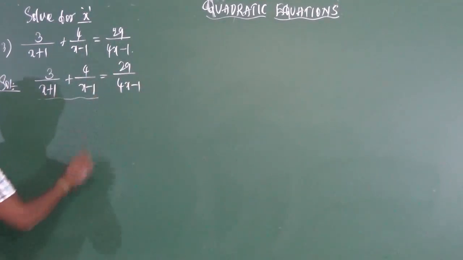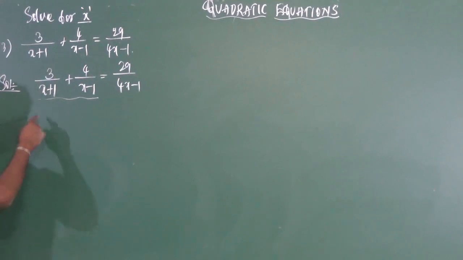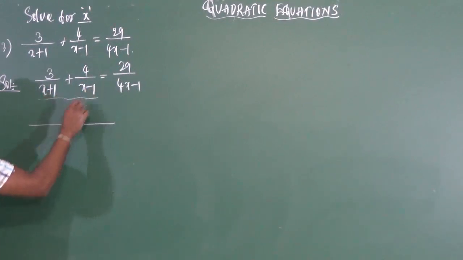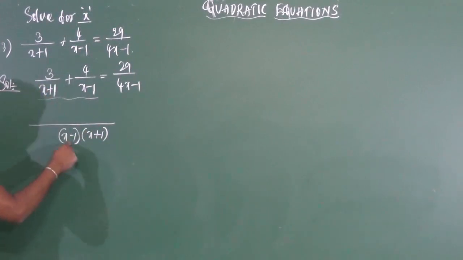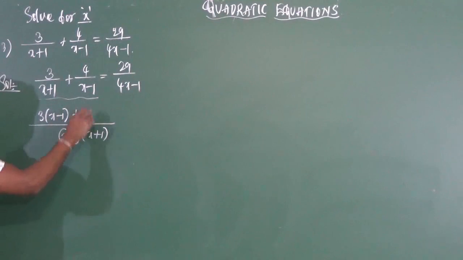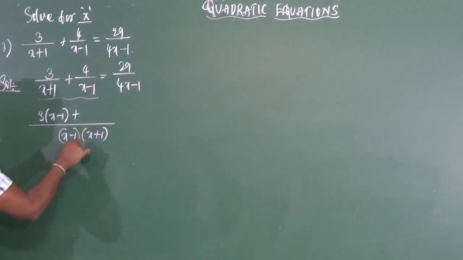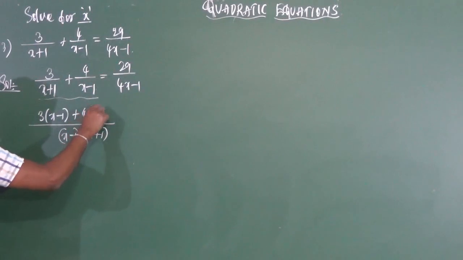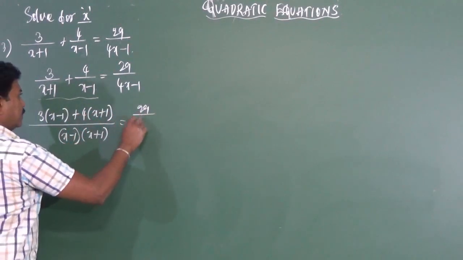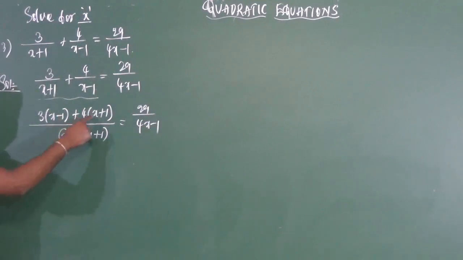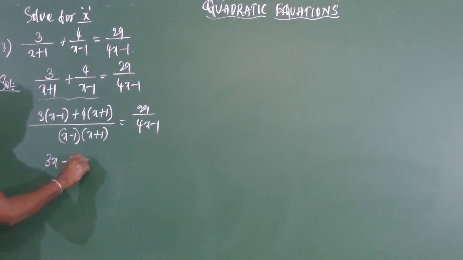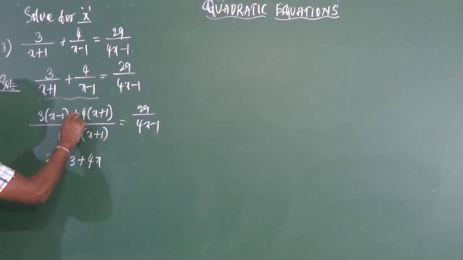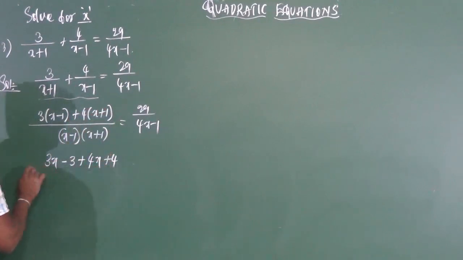Now in the LHS, let us take the LCM of both the fractions. So the LCM is x plus 1 into x minus 1. So 3 by x plus 1 into this, x plus 1 cancels, so 3 into x minus 1, plus here 4 by x minus 1 into this, x minus 1 cancels, so 4 into x plus 1, is equal to 29 by 4x minus 1. Okay, we will simplify this and also this. So 3 into x, 3x, 3 into minus 1, minus 3, plus 4 into x, 4x, plus 4 into plus 1, plus 4.